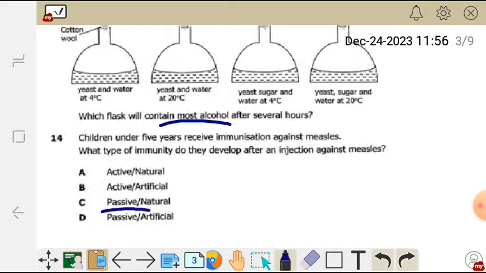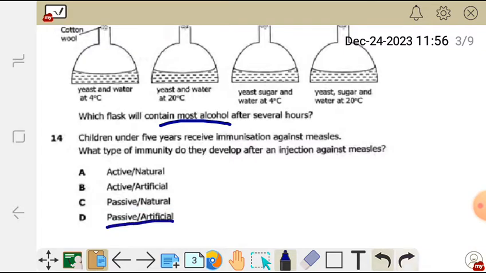Then passive and natural. This is where the already made antibodies pass through the placenta to the baby, to the fetus in the womb. So there are antibodies which can pass through the placenta and go and protect the fetus in the womb. That kind of immunization is what we call passive, and it is natural. It is coming from the mother, naturally made, to the baby.